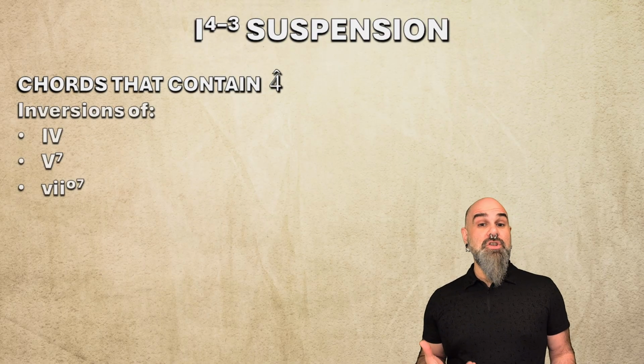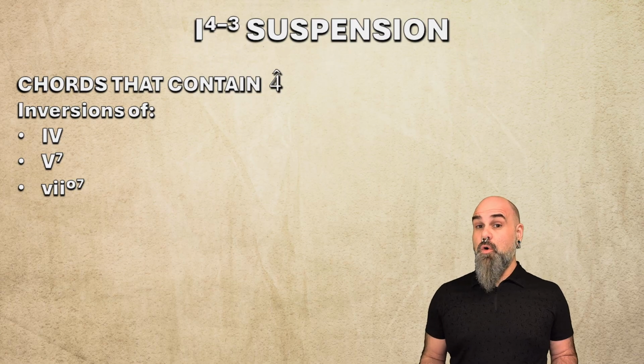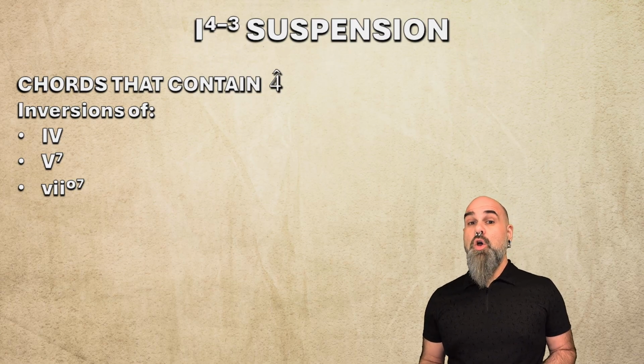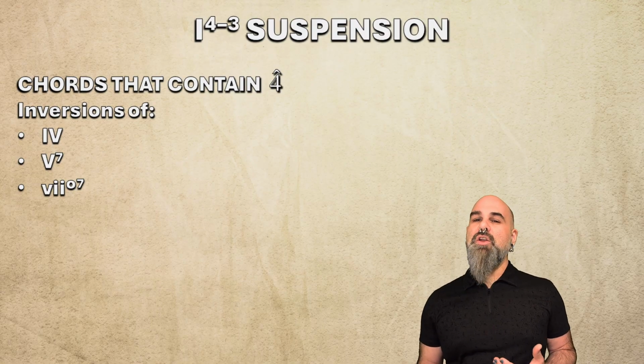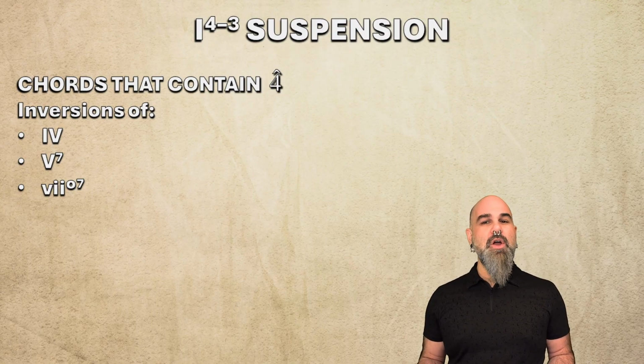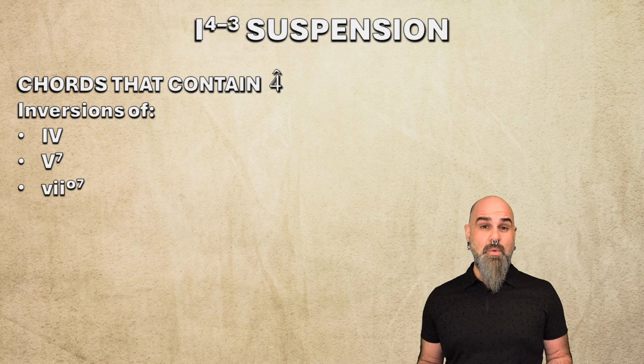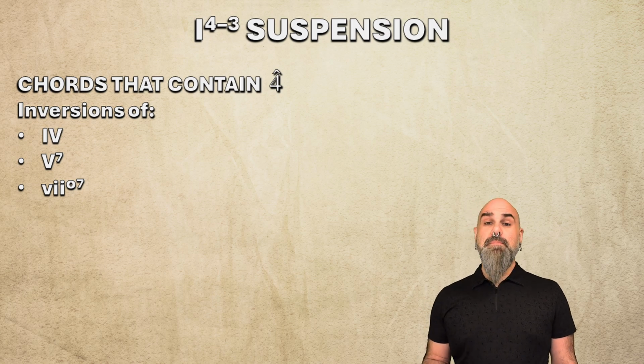This could be an inversion of 4, 5-7, where the chordal 7th becomes the suspension, or 7-7, which is more common in minor keys. Technically, this could also be some sort of 2 chord, but in the common practice period, 2 rarely goes to 1. Let's look at an example with a plagal cadence.